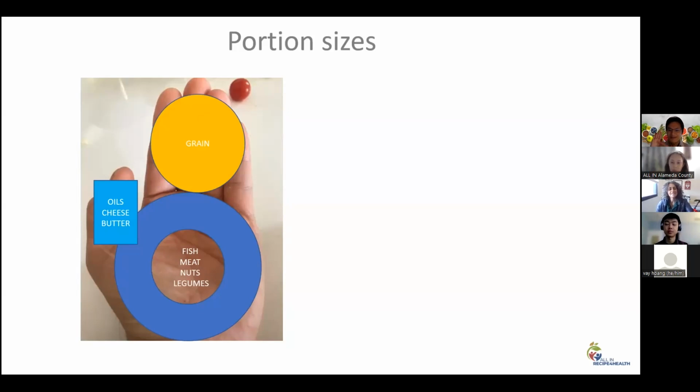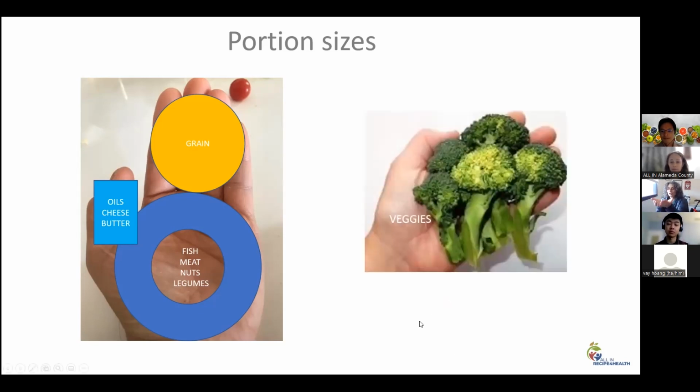And the oils, the cheese, and the butter is about the volume of the thumb down, a useful way of thinking of it. And then vegetables is basically your two hands, you only have one hand there. Oh, that's different than what I usually show folks. I usually show two hands, a big equivalent of two hands of veggies and fruits.